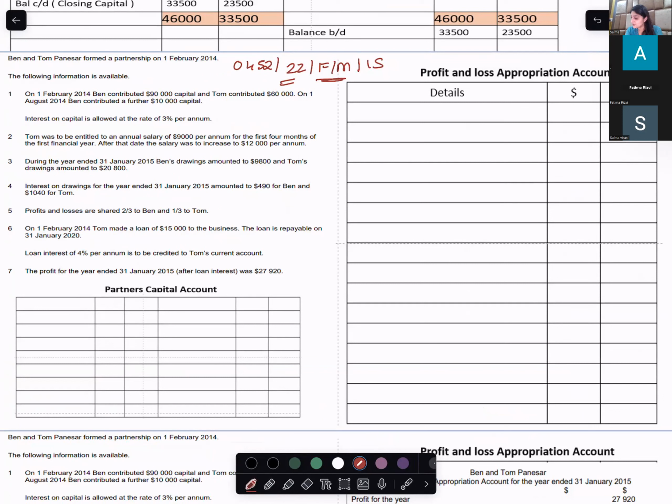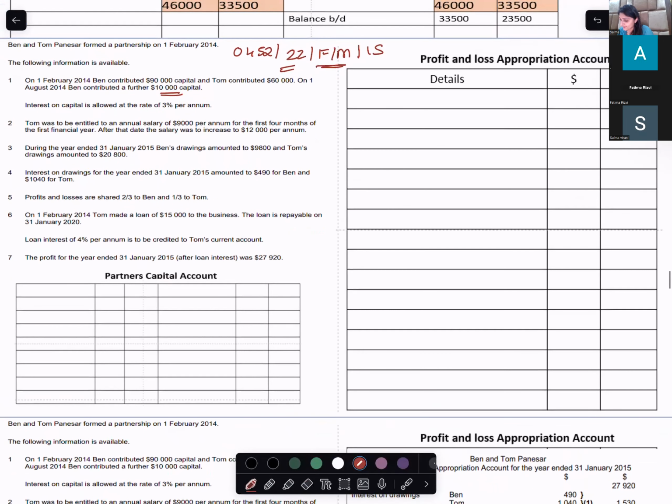Can you read the first part, Fatima? The question: Ben and Tom formed a partnership on 1st February 2014. The following information is available. Number one, on 1st February 2014, Ben contributed 90,000 capital and Tom contributed 60,000. On 1st August 2014, Ben contributed a further 10,000 capital. So what will we do? We have to prepare the partners' capital account and the profit and loss appropriation account. Are you with me?